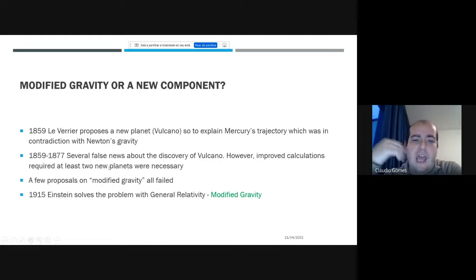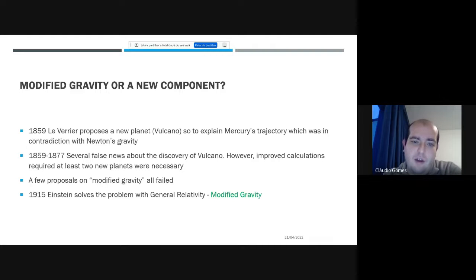So Leverrier proposed a new planet, since it was so successful in explaining the Uranus trajectory, in order to now explain Mercury's, which was in contradiction with Newton's gravity. So, you know, there was a lot of false news. Fake news are not actually new things. It also happened in the past, about the discovery of a supposed volcano planet. However, improved calculations required at least 2 new planets to account for the observations.